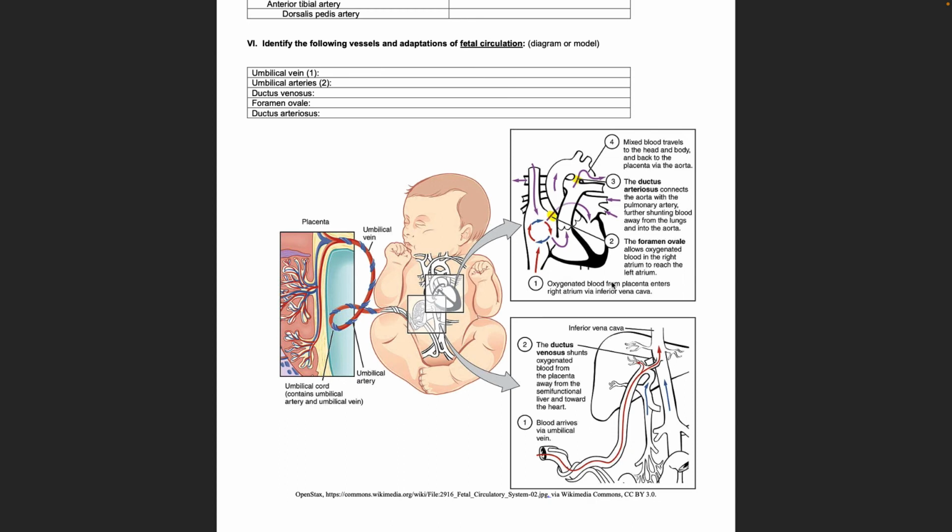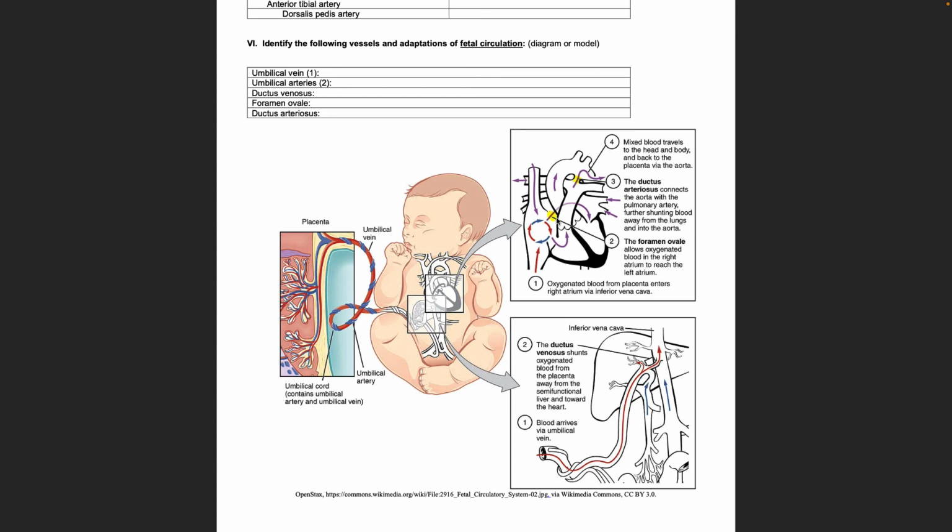All right. And so what we just described there was our umbilical vein bringing blood to the heart, right? Vein, so it's oxygenated blood to the heart. Umbilical arteries are taking blood away from the heart. All right. So this umbilical cord is going to contain the arteries and the umbilical veins. And so the arteries are going to take the blood away from the heart. Ductus venosus is going to be shunting oxygenated blood from the placenta away from the not fully functional liver and toward the heart. All right.